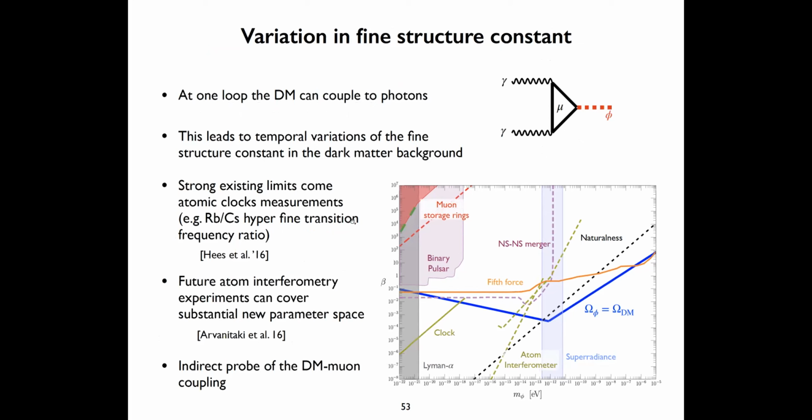And then another interesting set of probes comes from systems that can detect temporal variation of the fine structure constant. At one loop, the dark matter couples to photons. This leads to a time-varying fine structure constant, and there already are strong limits from atomic clocks. That's indicated by this line here. And then future atom interferometry experiments can also provide a powerful probe of temporal variations of the fine structure constant due to the dark matter background. Okay, so a couple of projections are shown here.